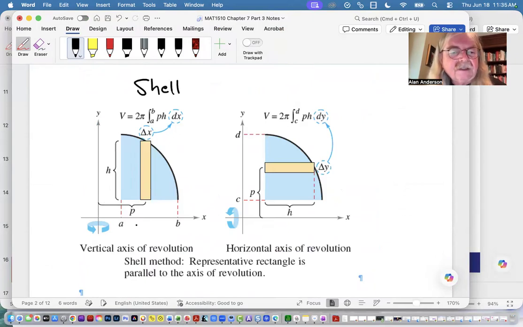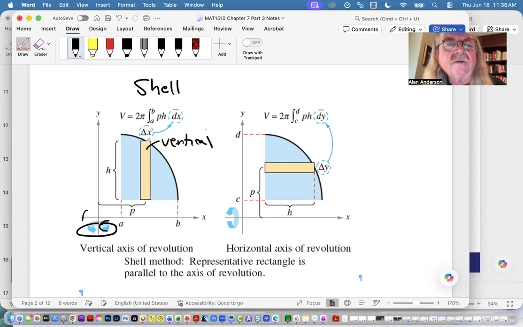And now if you notice, we're going to rotate, sorry, I was looking at the wrong thing. It's going this way. We're revolving around the vertical axis. So therefore, we're going to have a vertical representative rectangle. And that just means everything's in terms of x. Delta x is the width.